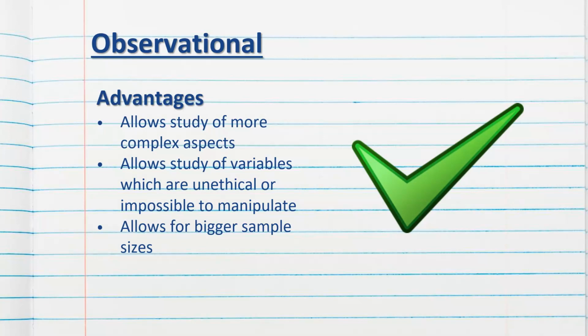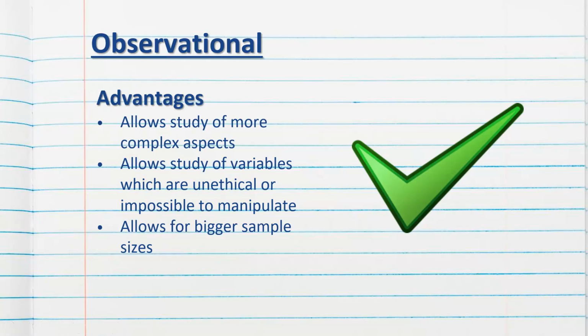So a lot of animal studies are used with this design. Animals will be observed rather than controlled in their natural habitat or their natural enclosures or wherever they are. This design is very, very popular and the most used when we do animal research. It also allows study of variables which are unethical or impossible to manipulate.